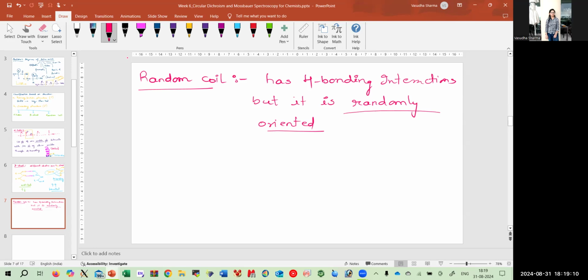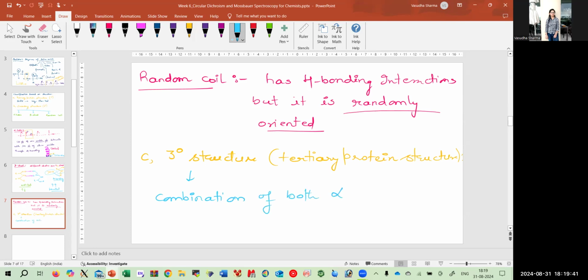Coming to our next classification, so we are done with primary and secondary. Now it's tertiary structure. So basically, this is a combination of both alpha helix and beta sheet.